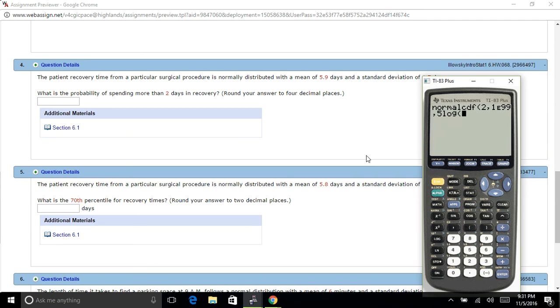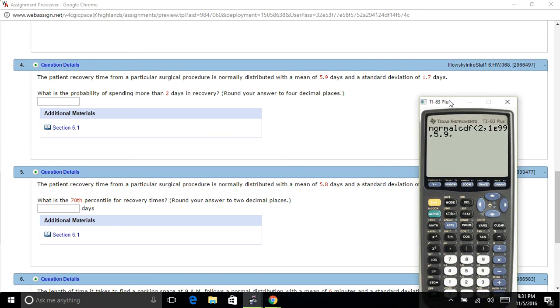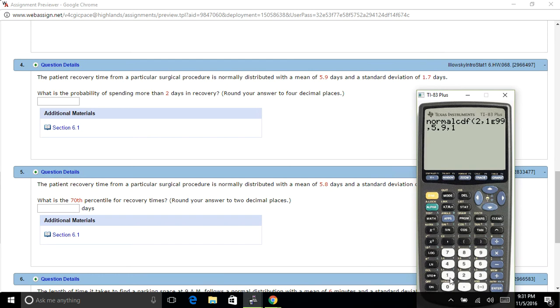The next thing I want to put is my mean, 5.9, and then another comma, and then put my standard deviation, which is 1.7. Okay. I put that all in my calculator. I close this and I hit enter. And then that is the probability I get.